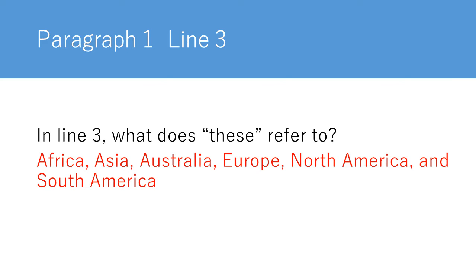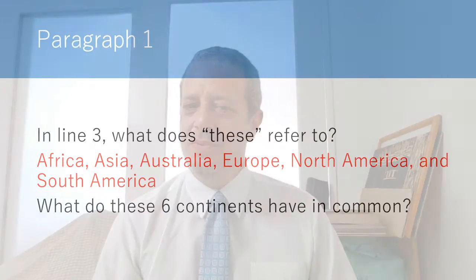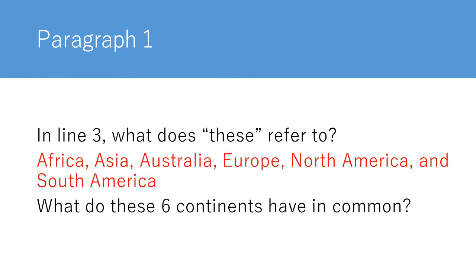Okay, I assume you found the answer. These is referring to those 6 continents: Africa, Asia, Australia, Europe, North America, and South America. The 6 continents, except for the topic one here, Antarctica. The next question, though, is what do these 6 continents have in common, according to the reading? Okay, pause. Find out what's the common point between all of these 6 continents.